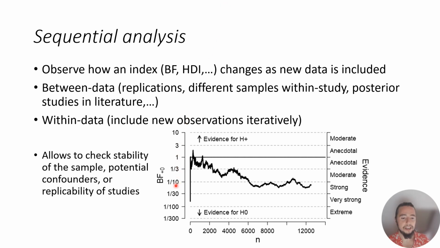You can see in this plot how the Bayes factor, as you are introducing row after row, is changing and diminishing, getting to more or less 1 out of 30 and 1 out of 10. That is pretty strong evidence for H0. This allows for a lot of things: for example, checking the stability of the sample, potential confounders if we sort the sample within the levels of our confounder variable, checking the replicability of studies and seeing how stable this pattern of change is, etc. So sequential analysis is very informative for the stability of our inference.